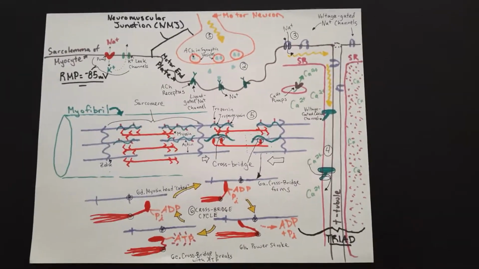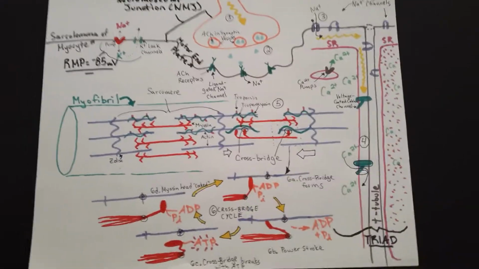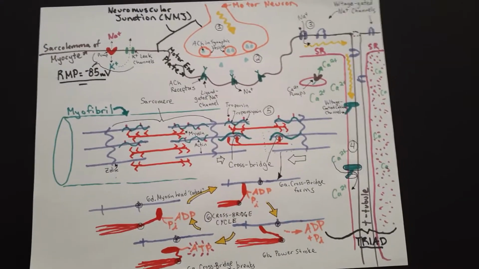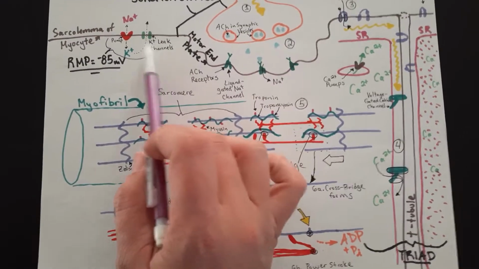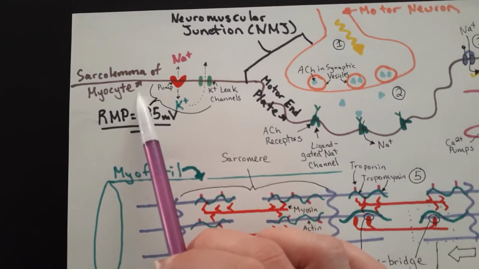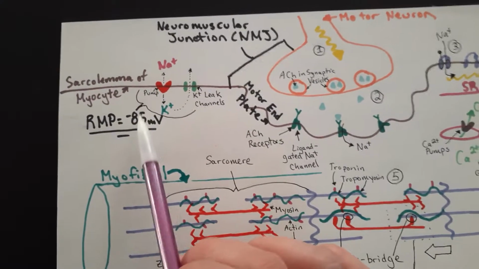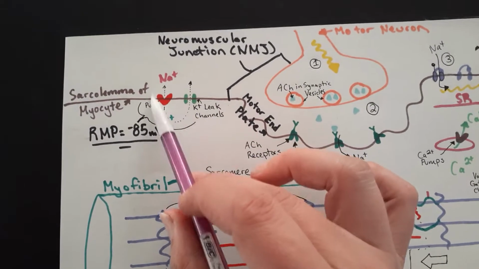In this video, I'm going to walk you through this diagram. To begin, let me orient you to the muscle cell at rest. Note that this brown line at the top represents the sarcolemma of the myocyte, or the myofiber, or the muscle cell. Note that at rest, the cell is not actually at rest.